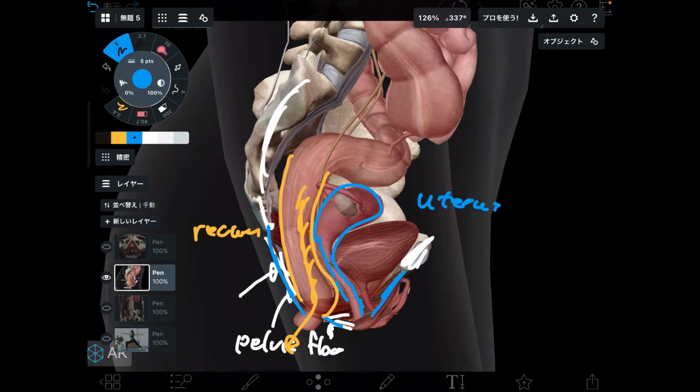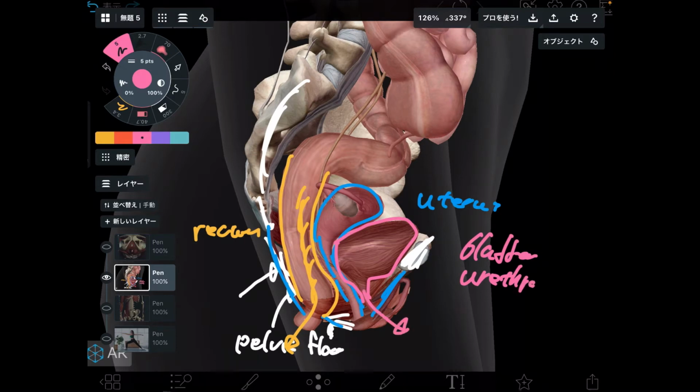Then in front of the uterus, there is the bladder. Right here. The bladder becomes the urethra. Then urine exits, right? This is a female pelvis. So if you are male, there is the prostate around here. Okay, there's the prostate for the male pelvis. This is, again, a female pelvis. See, there are a lot of internal organs related to the pelvic floor.